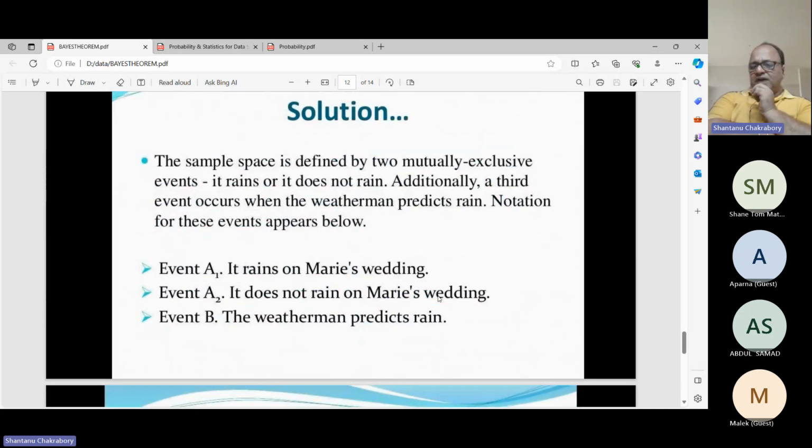So a sample space here is defined by two mutually exclusive events: it rains or it does not rain. A third event occurs when the weatherman predicts it rains. Notation for these events can appear as below. Suppose we take three events, A1, A2, and B. Event A1 is it rains on Mary's wedding. Event A2, it does not rain on Mary's wedding. Event B is the weatherman predicts it rains, right?